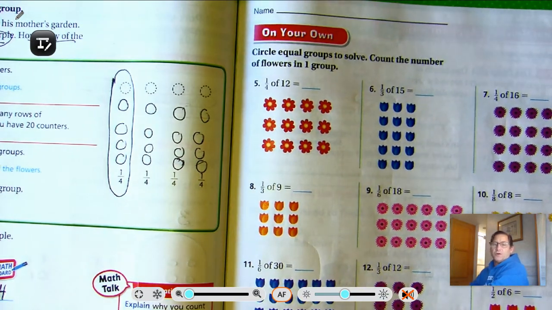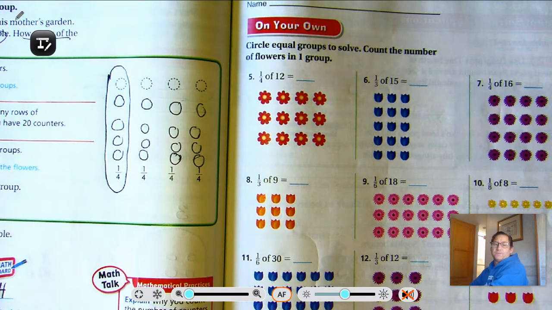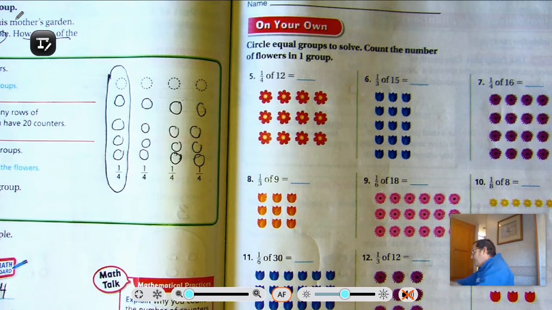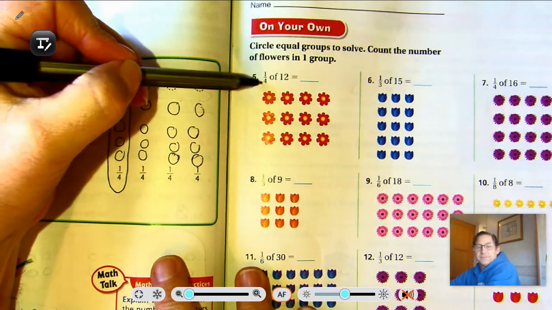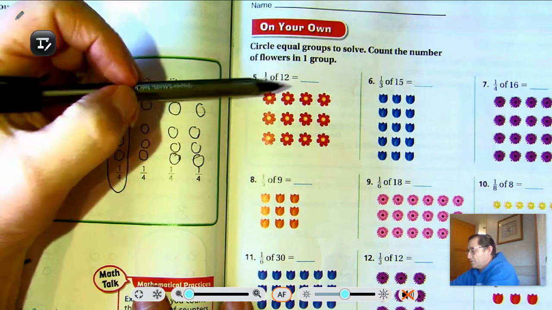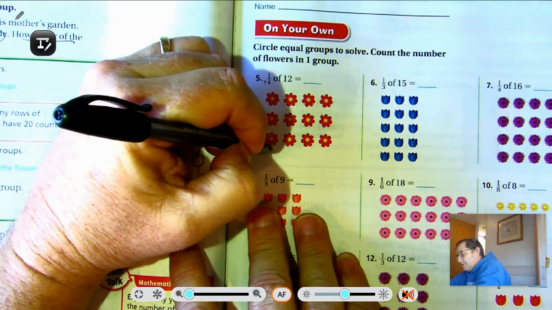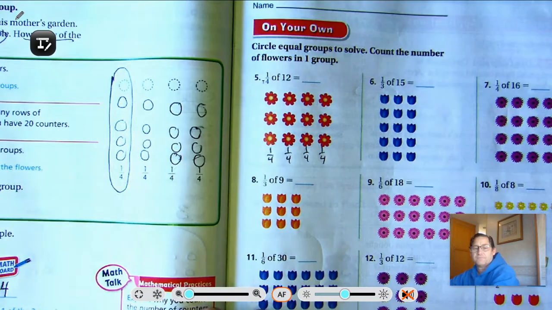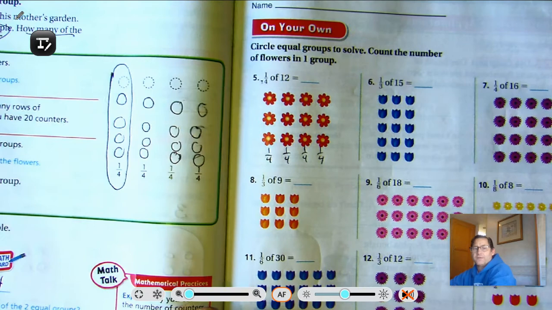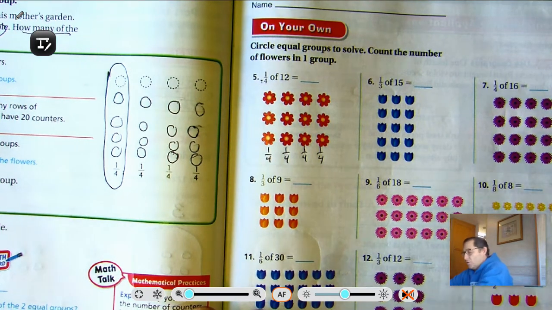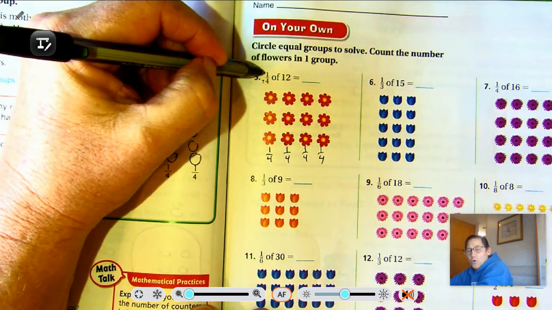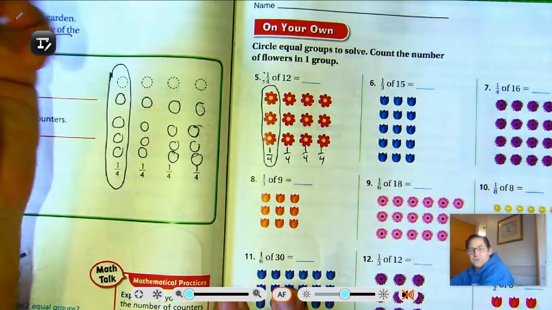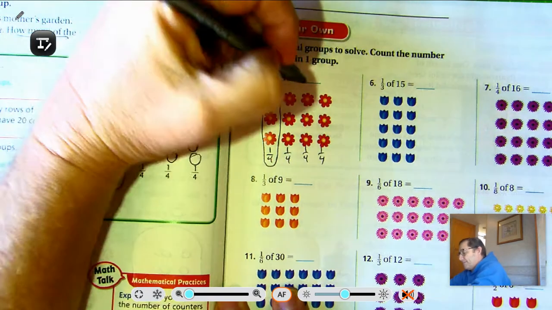Circle equal groups to solve and count the number of flowers in one group. 1/4 of 12. The denominator tells me I have 4 equal groups. 1, 2, 3, 4. So 1/4, 1/4, 1/4, 1/4. Each column is 1/4 of the flowers. The numerator tells me to count one equal group, so I'm just going to circle one equal group. How many are in 1/4? 3.